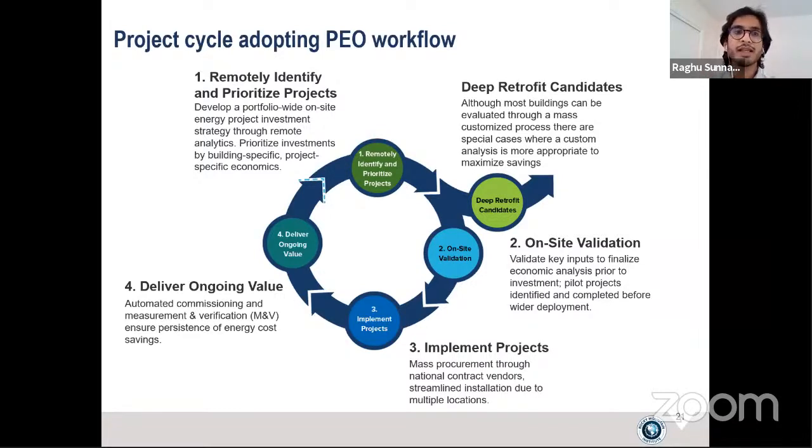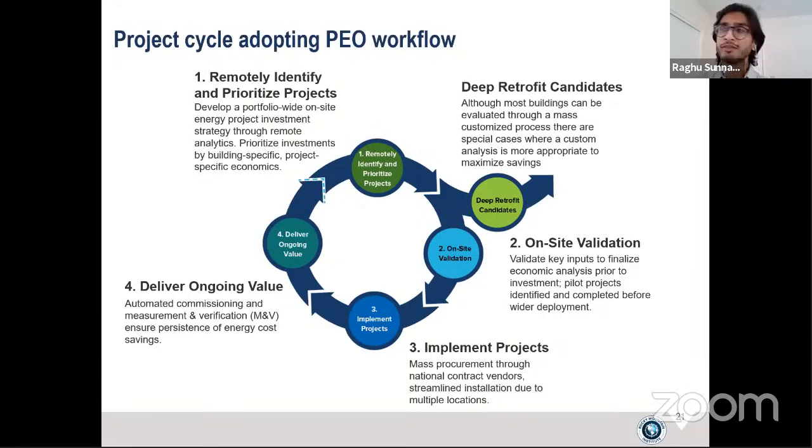portfolio energy models, and then prioritizing projects about where to make investments. And then I'll speak a little bit about the on-site validation, which we think would be helpful in fine-tuning the results and ensuring there's more confidence in the results from this analysis.